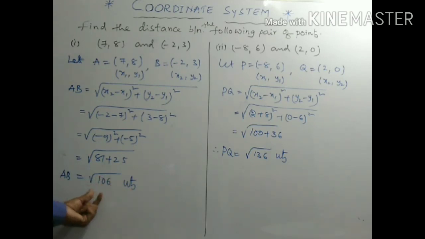There is no finite value for this, isn't it? We don't know exactly. It may come under 10 point something. So the distance is some 10 point something units.